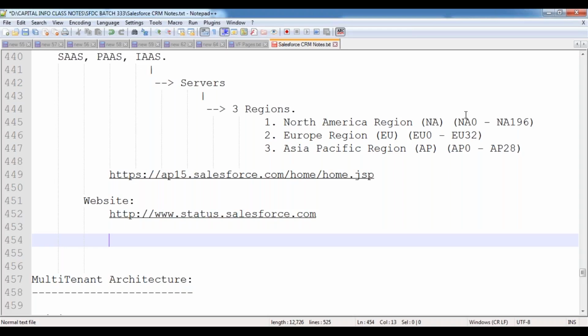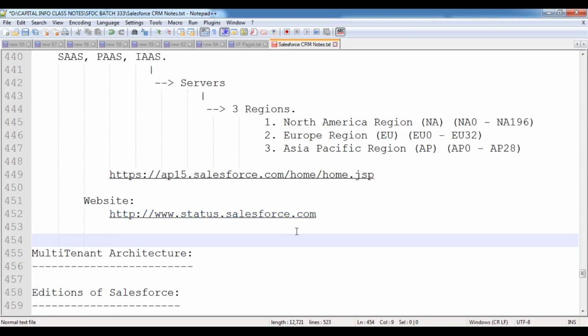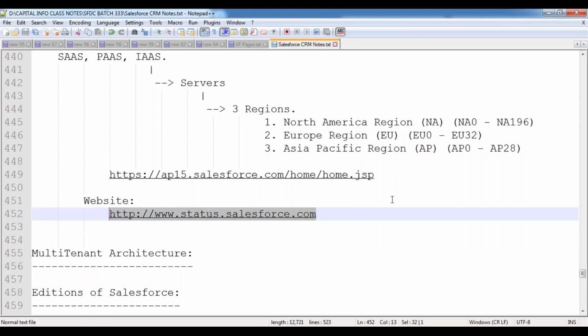Suppose Salesforce is planning any maintenance activity for that server in the next 1 year, then what are all those maintenance activities? How frequently are they doing the maintenance activity, on what date have they planned the maintenance activity, and how long will that server be in the maintenance stage? Everything we can track by using the status.salesforce.com website. All the servers' information we can track inside this website. Let me show you practically how we can track.